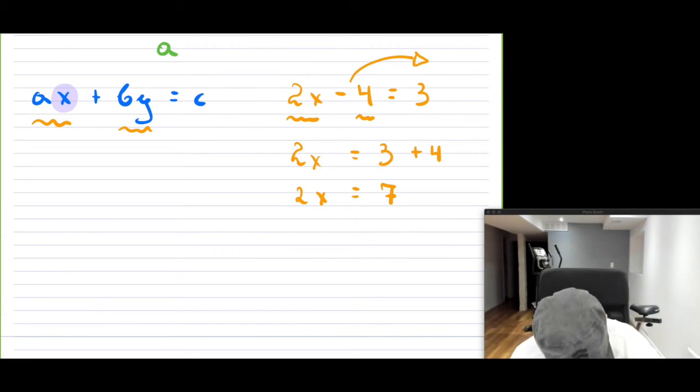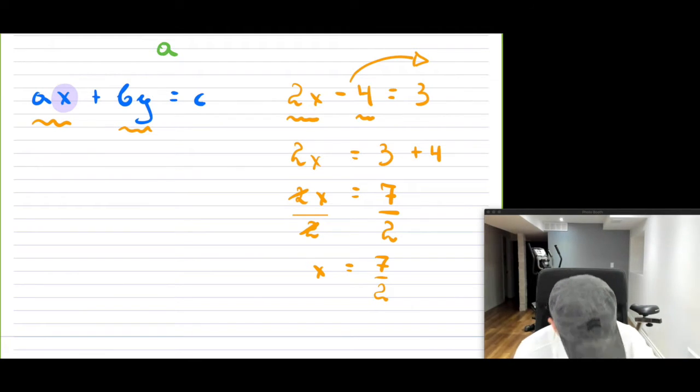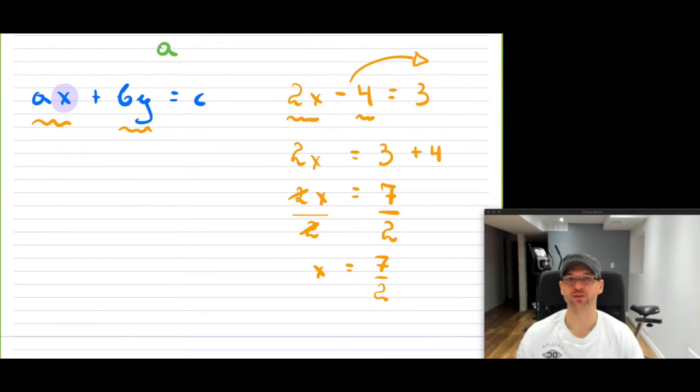And now, this is deja vu. I would get rid of the 2 by dividing by 2 on both sides, and I have x is equal to 7 over 2. Now you can change it to decimal if you like, or whatever your teachers want you to do. But that's what you would have done if it was numbers.